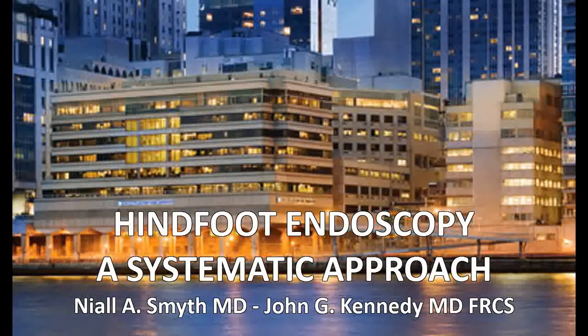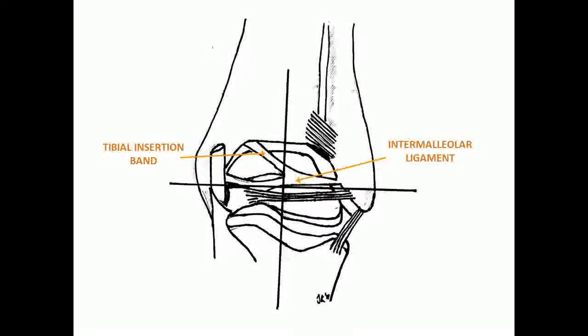Welcome. This is a video showing a structured surgical technique for identifying the hind foot structures under endoscopic surgery. First, the posterior intermalleolar ligament and its superior tibial insertion band will have to be identified. These structures provide the horizontal and vertical vectors to divide the hind foot into 4 quadrants. These quadrants are superolateral, superomedial, inferomedial, and inferolateral.